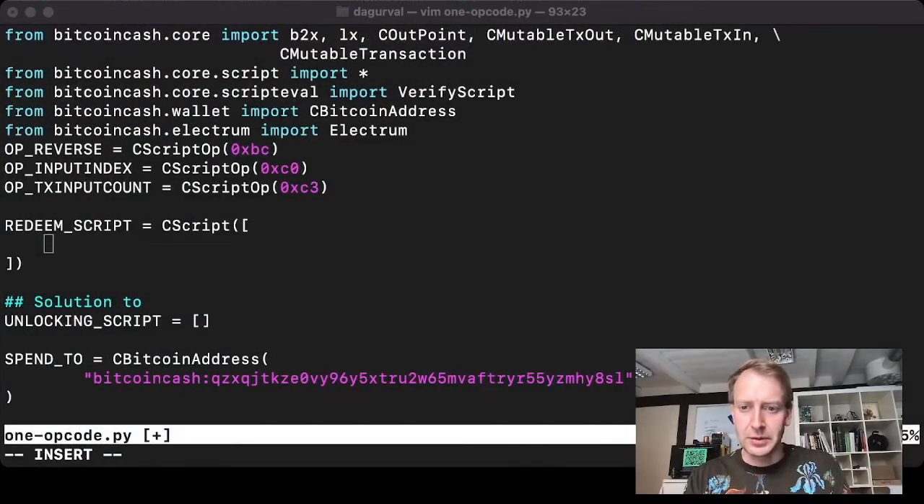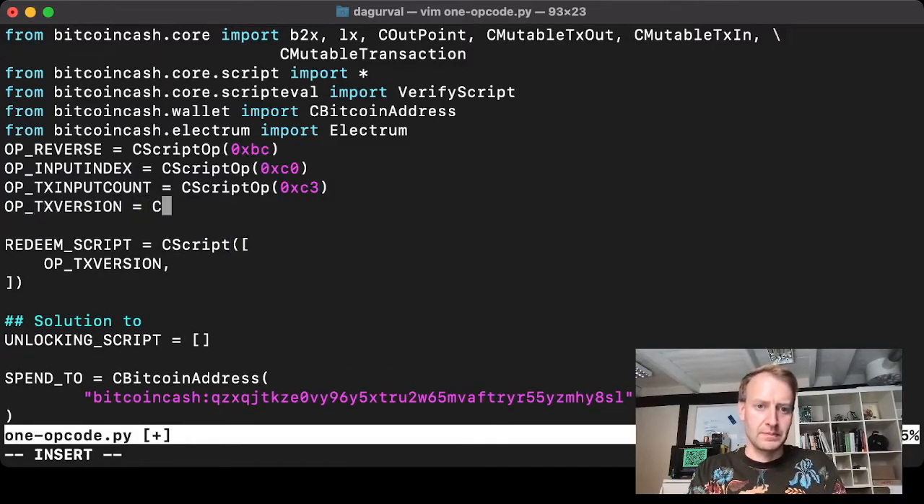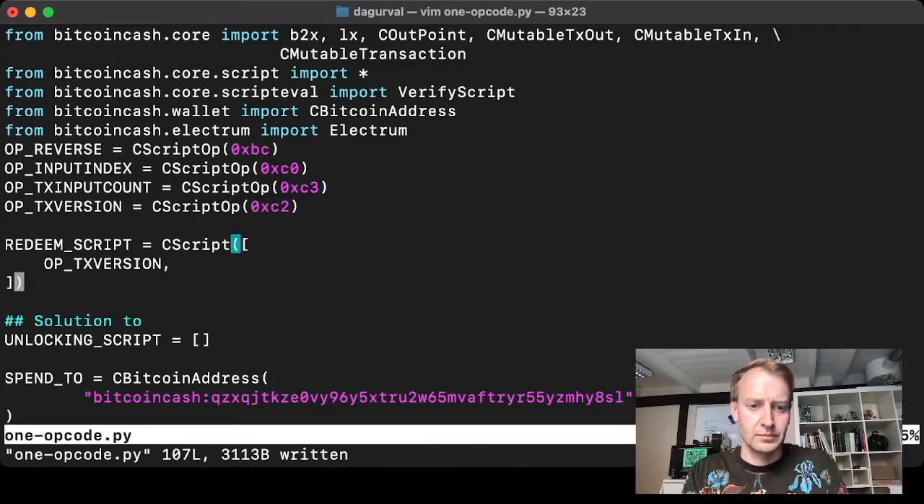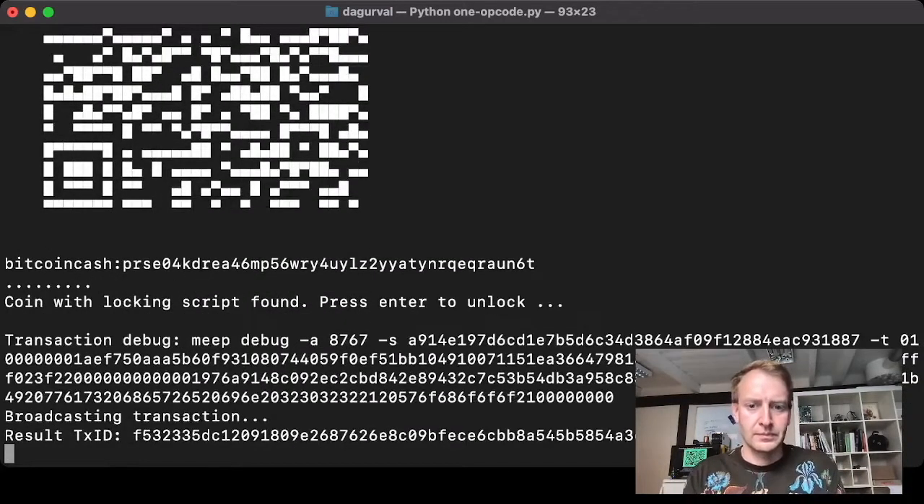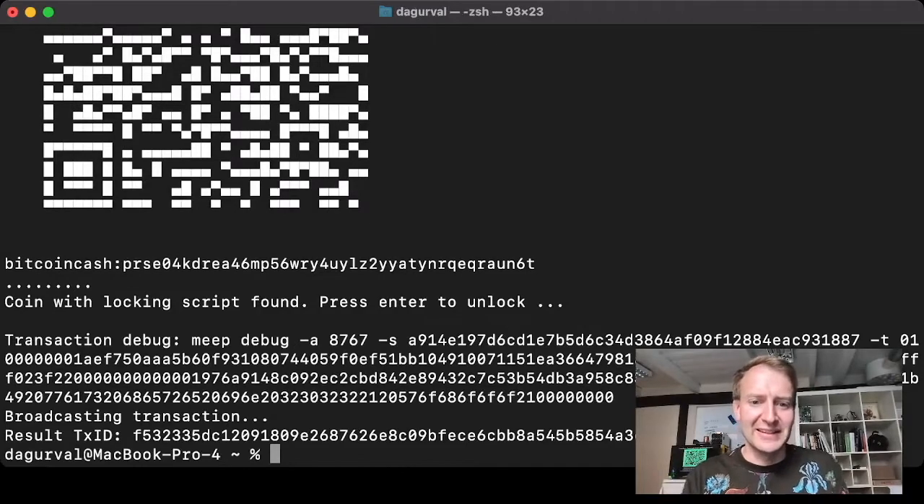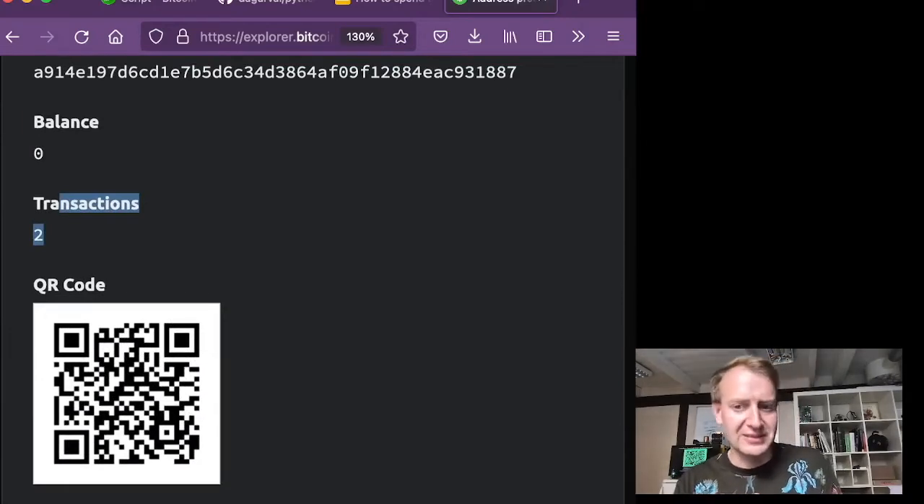The next single opcode contract I want to try is one of the new opcodes, OP_TXVERSION. Also successful. Let's see if we were the first to use it. So it's 2 transactions, both are ours, so we were also the first to use this single opcode contract.